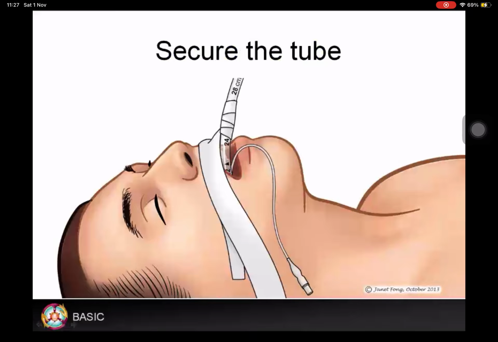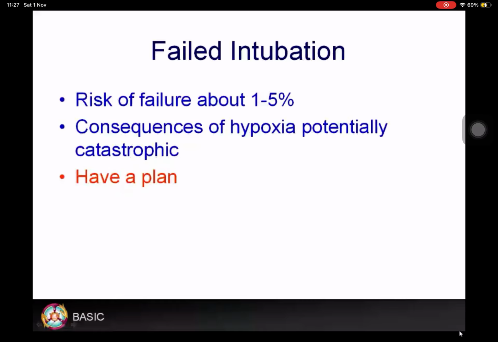Secure the endotracheal tube carefully with tape or ties. The risk of failed intubation is about 1 to 5%. This may be catastrophic if it is unrecognized or if the patient cannot be adequately oxygenated by bag mask ventilation. It is therefore essential to have a plan for a can't intubate, can't ventilate situation.